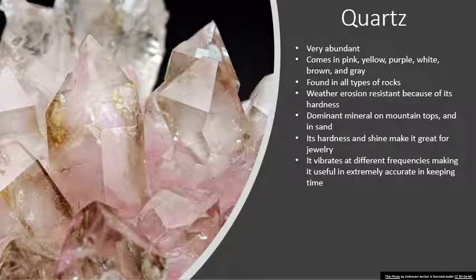Quartz. So this is one of the two that make up 50% of the Earth's crust. And quartz is extremely abundant, but it's so pretty. You can find it in so many different colors: pink, yellow, purple, white, brown, and gray. You can find it in all different types of rocks. It's weather erosion resistant because of its hardness. It's an extremely hard material. It's the dominant mineral on mountaintops and in the sand. Its hardness and shine make it great for jewelry.